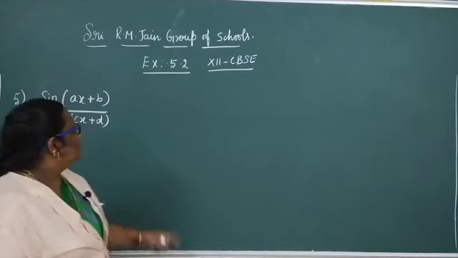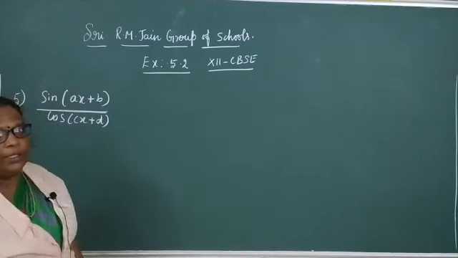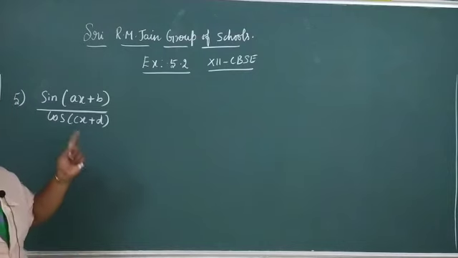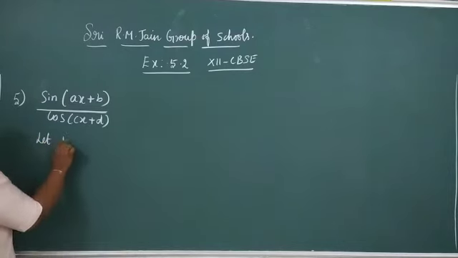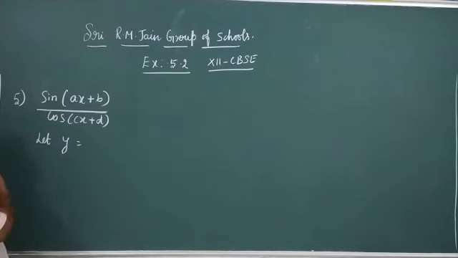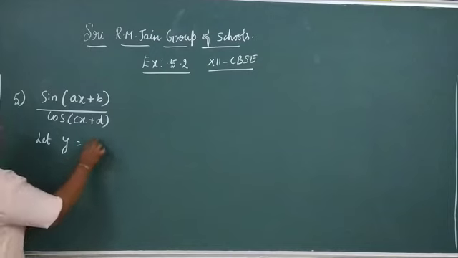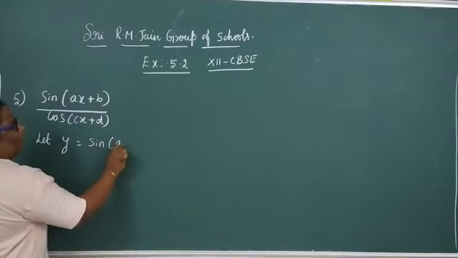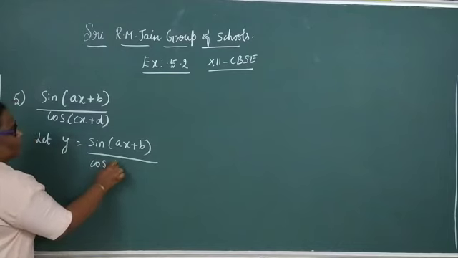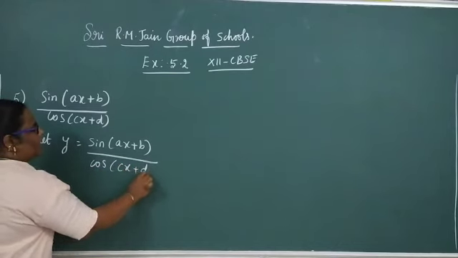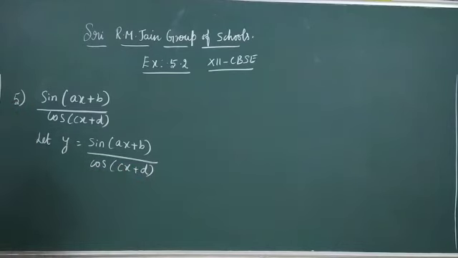Exercise 5.2, fifth sum. Find the derivative of the given term. Let y equal to sine of ax plus b by cos of cx plus d. You have to differentiate now.